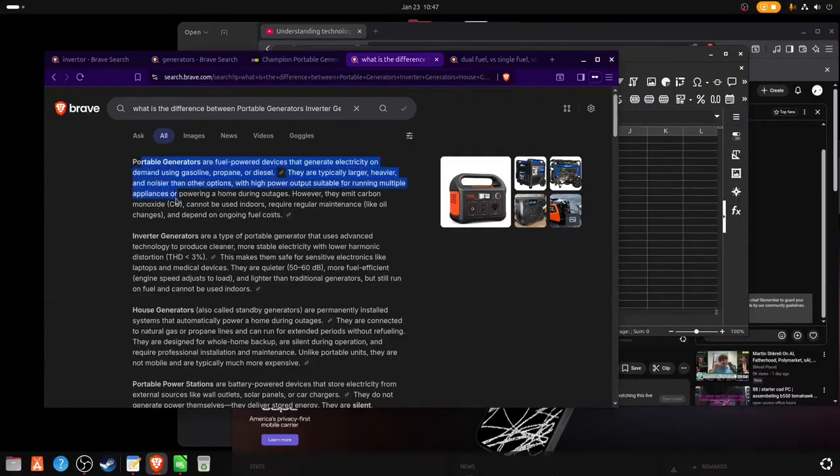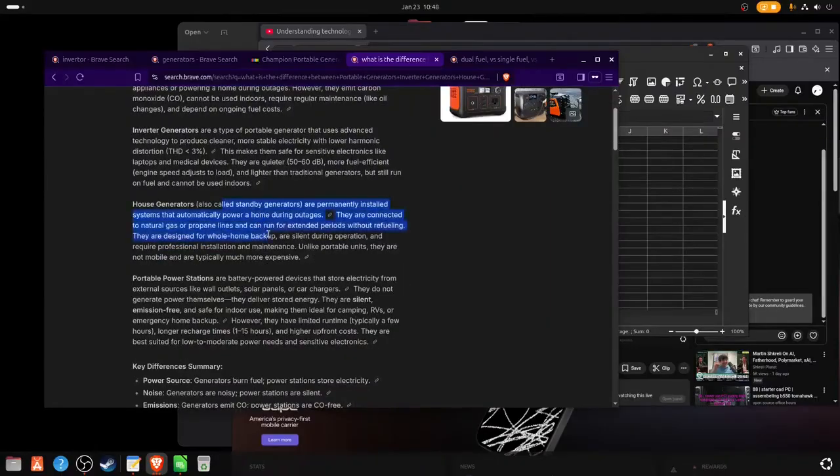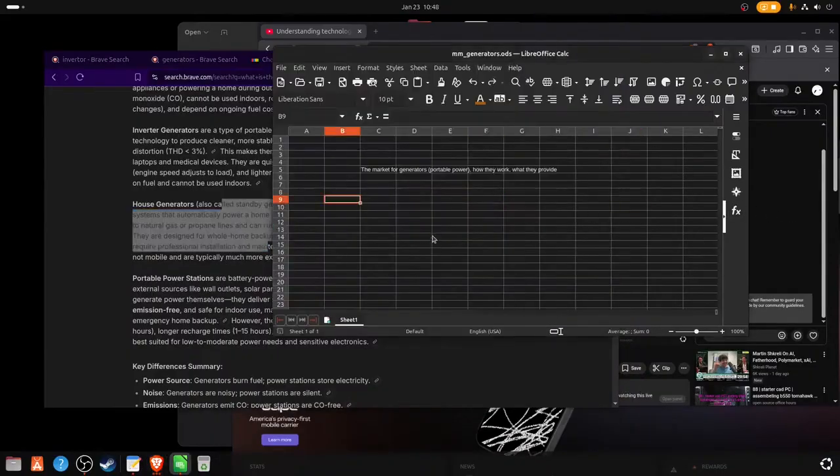Okay, so basically a generator is something you put fuel in, basic gasoline that people get at gas stations, and it creates electricity. Alright, so inverter generators, more efficient it looks like. They're lighter, cannot be used indoors. Okay, house generators, permanently installed in houses.